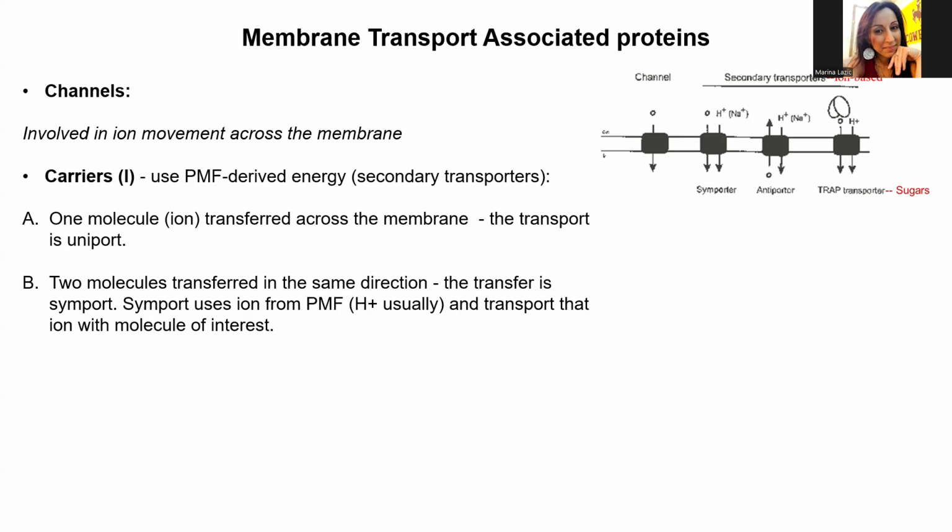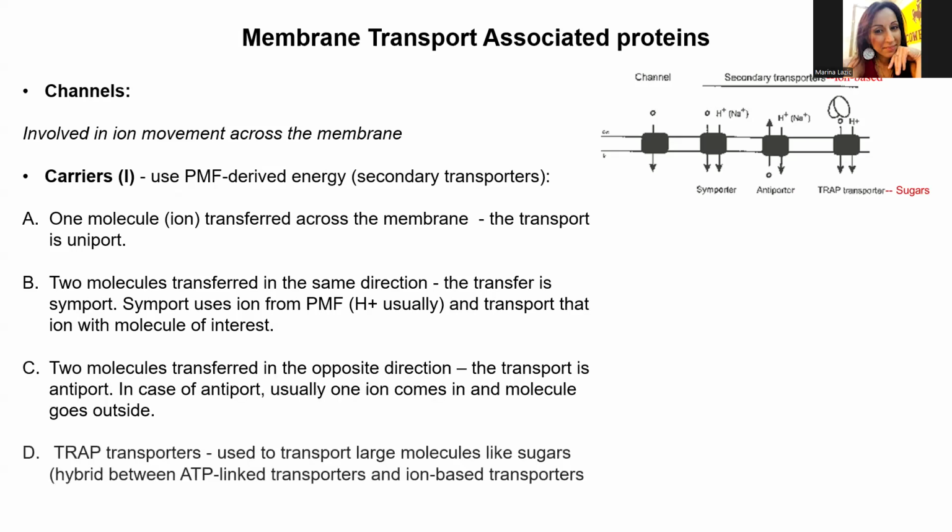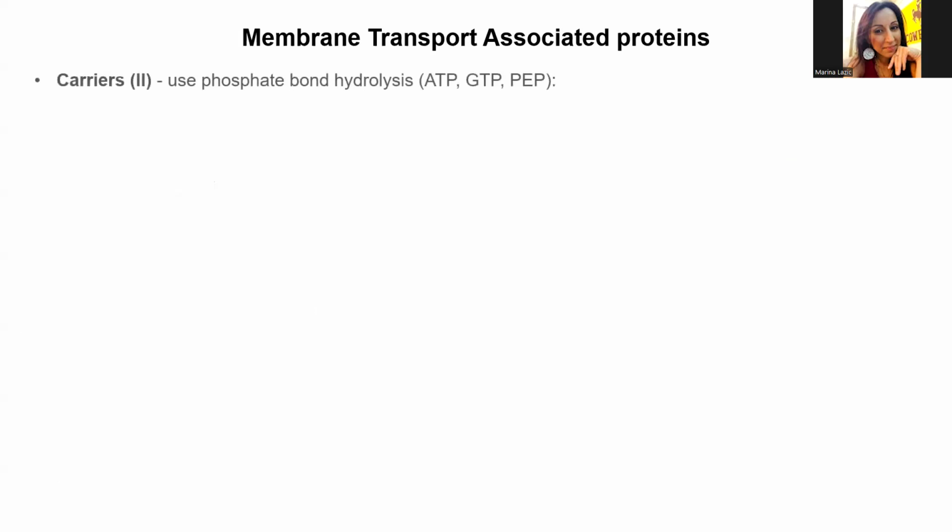The transporters that we will cover will be TRAP and the lactose transporter. So again, either uniport, symport, or antiport. Those TRAP transporters that I'm talking about are ATP linked and hydrogen linked, so they're a combination, and we will use them as an example. They're secondary transporters, or somebody calls them carriers one. We will call them secondary transporters.